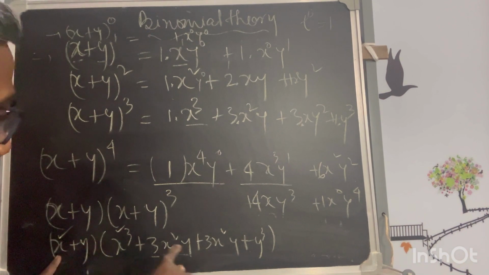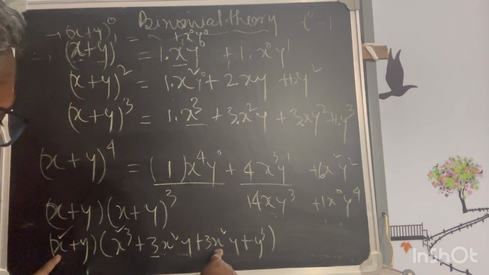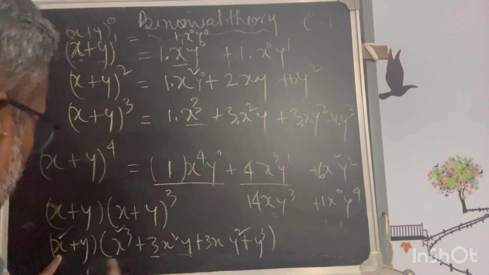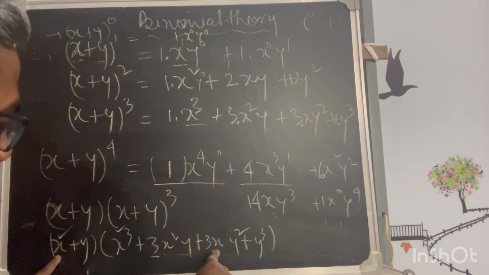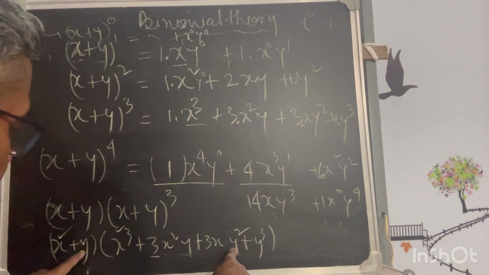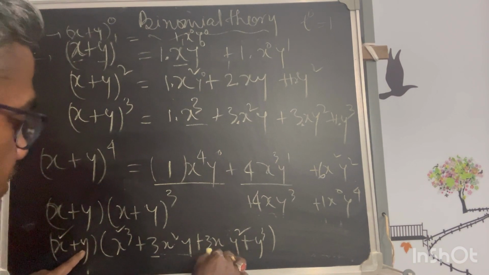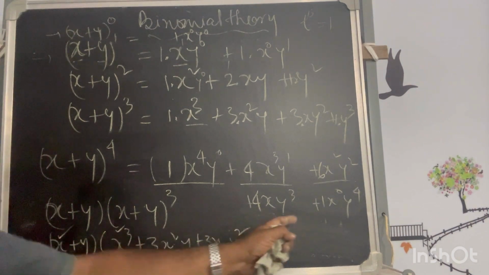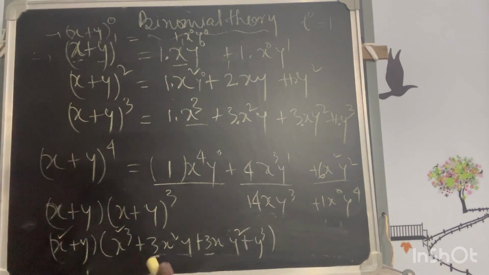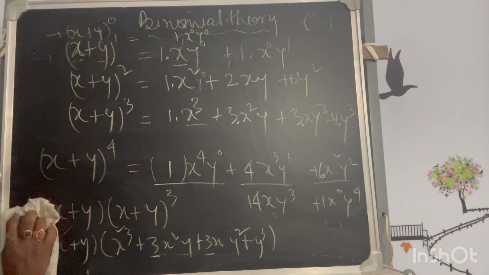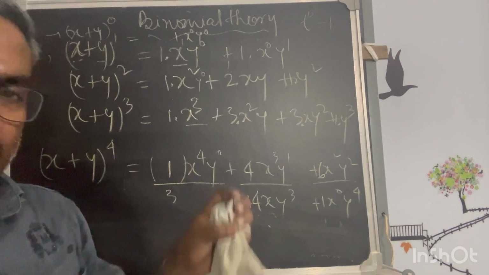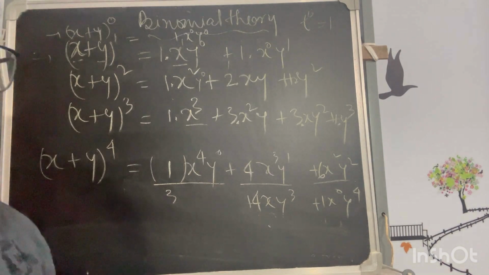Now x into this, what am I getting? x into x square y square. Any other terms? This and this, x square y square, 3 plus 3, 6. So if you see, all the terms will definitely match. That means whatever pattern I am following to get the coefficients will be universal for all the expanded series.